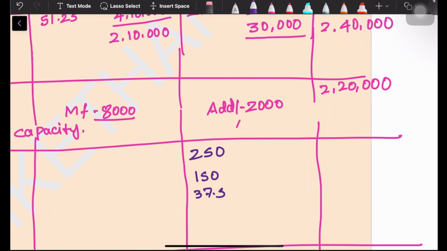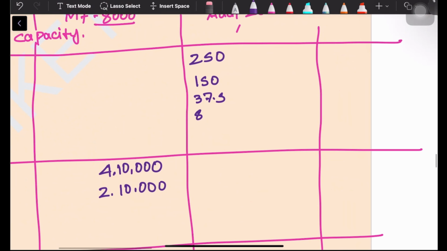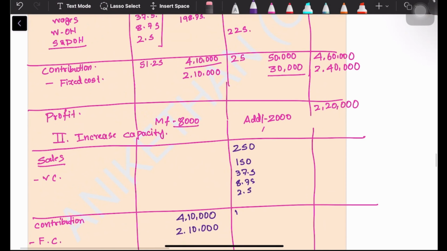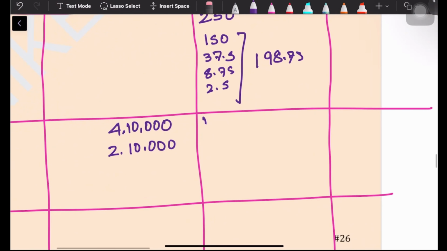37.5. Then the other two remain the same, 8.75, 2.5. So total is 198.75 and contribution is 51.25. So 51.25 into 2,000, 1,02,500. Now what are the additional fixed costs I will incur?